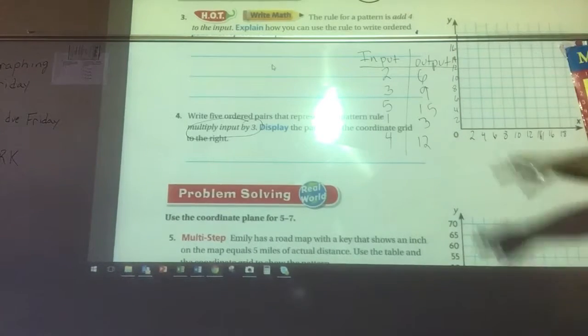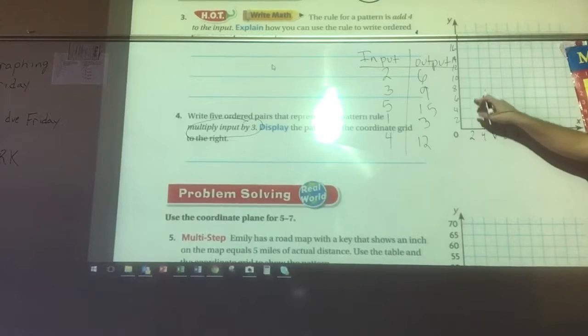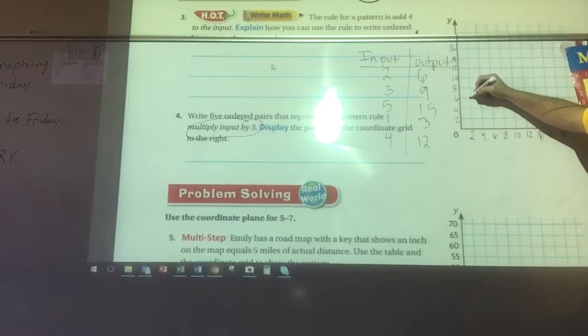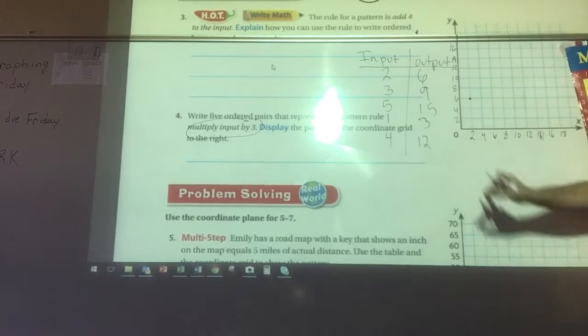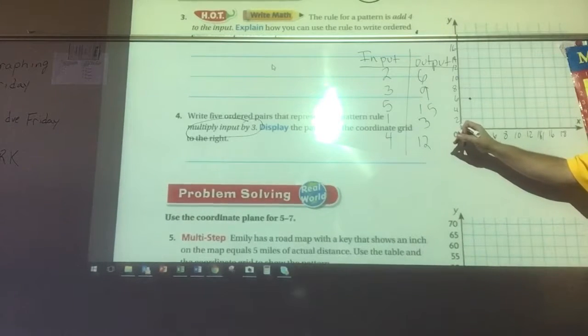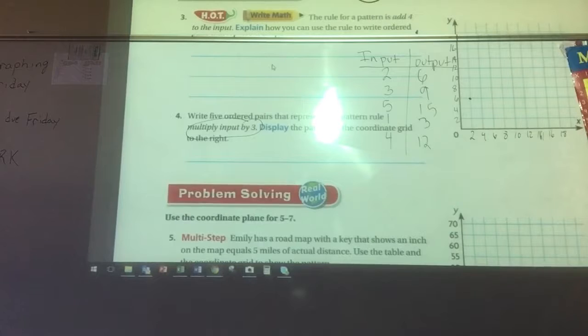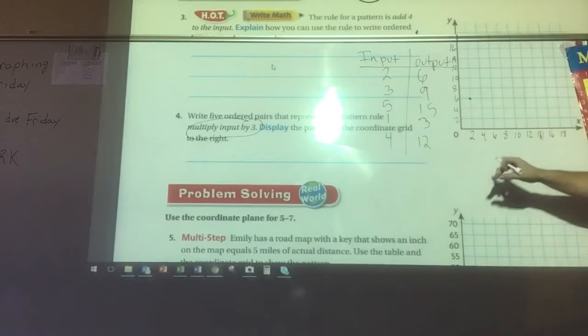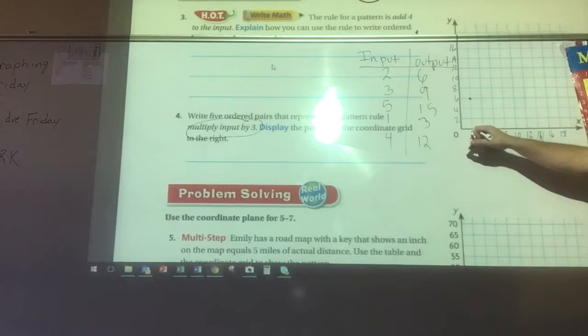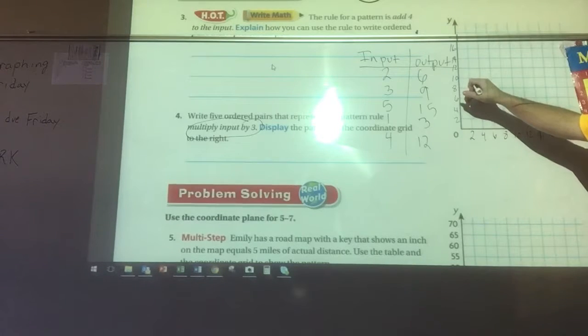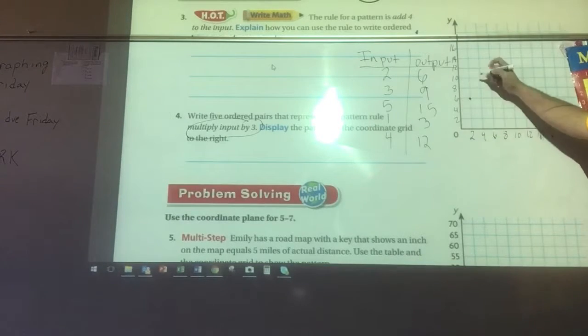All right, so my first ordered pair is 2, 6. 2 over, 6 up, very easily. Okay? Realize, and this freaked people out yesterday, there's no 1, there's no 3. Well, it's going to be halfway between 0 and 2. My next ordered pair is 3, 9, which falls right between 2 and 4. Go up, and 9 is between 8 and 10.